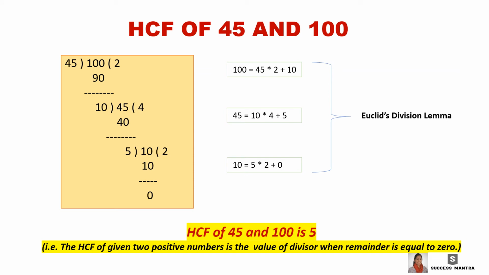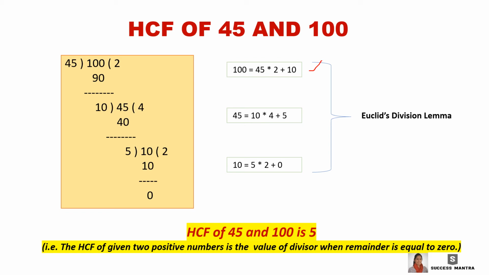Let's see how we can find the HCF of 45 and 100 using Euclid's division algorithm. So in this case, we will take 100 as the dividend and 45 as the divisor. And we do normal division, that is 100 divided by 45. We will get 2 as the quotient and 10 as the remainder. We can write Euclid's division lemma in this situation as 100 is equal to 45 into 2 plus 10. Since the remainder is not equal to 0, we need to do one more division.